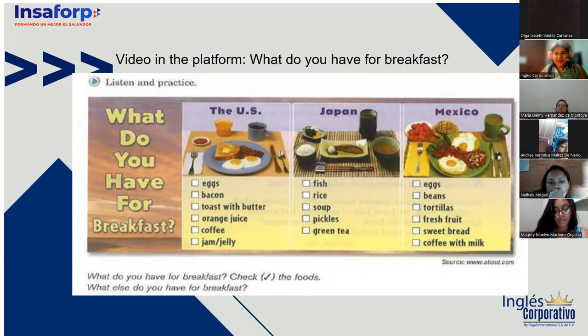What about you, Carlos Ramirez? What did you eat for breakfast today? Este primero, ¿cómo se dice huevos? Bacon. Orange juice. Toast with butter. Okay. Good. Thank you, Carlos.